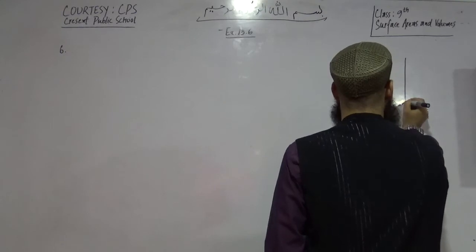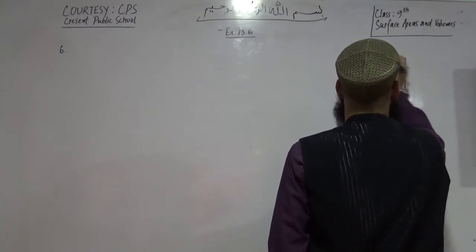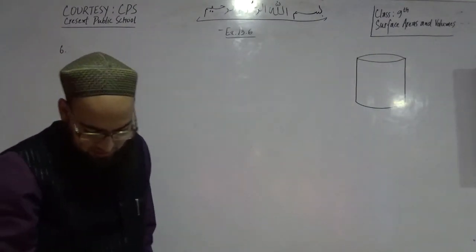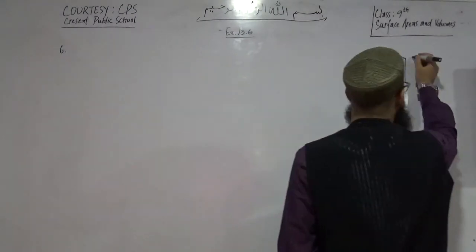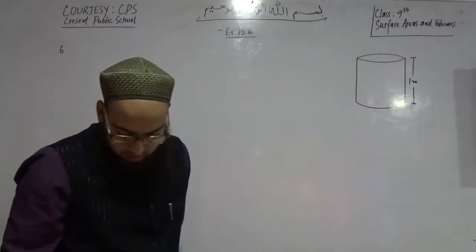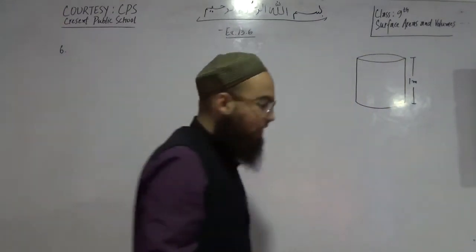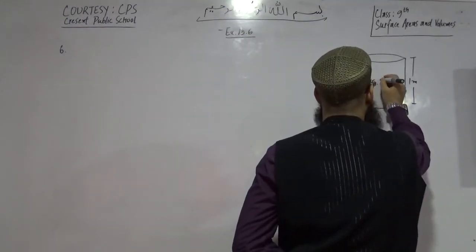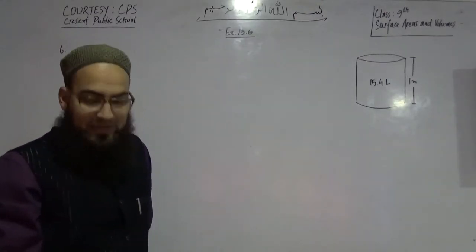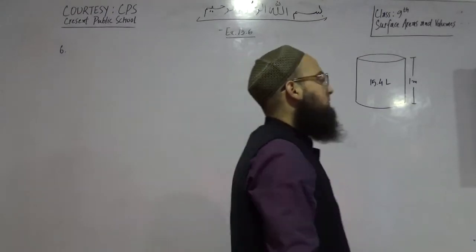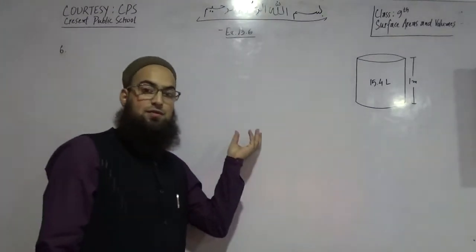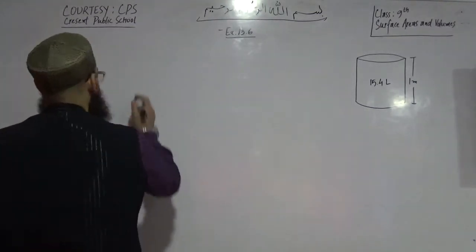Closed cylindrical vessel means you need to consider the total surface area. This is a closed cylindrical vessel. Its capacity is of height 1 meter, so height is 1 meter. Its capacity is 15.4 liters. How many square meters of metal sheet would be needed to make it? So you need to find the amount of metal sheet required to make it. That means we have to deal with the total surface area. Let us find the total surface area of this cylinder.